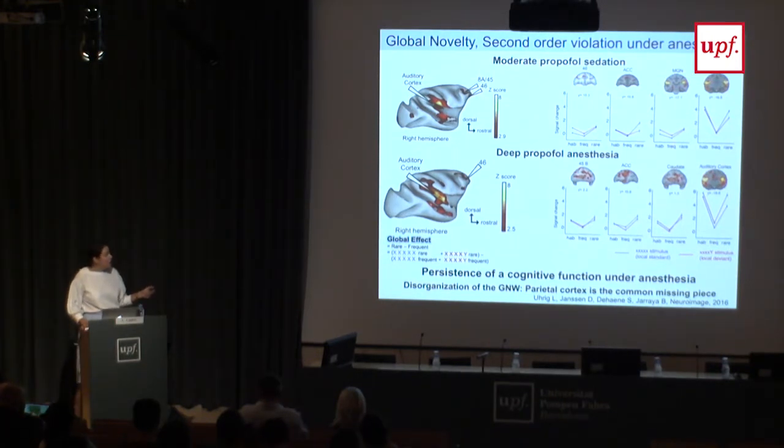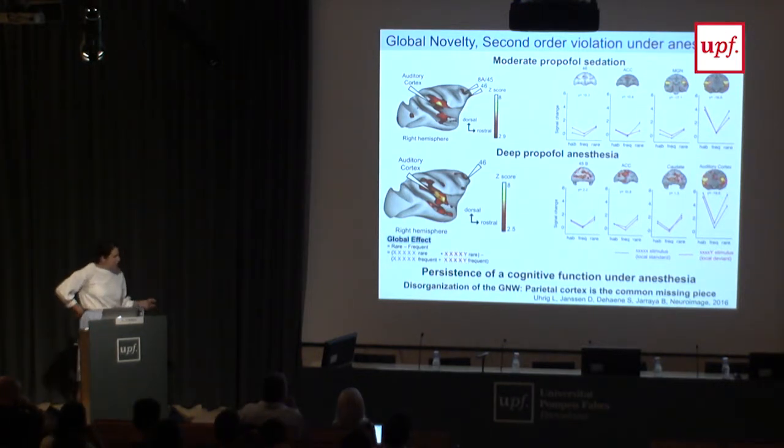If you take moderate or deep propofol anesthesia, you could still detect this global effect in the auditory cortex of the monkeys, but also in some prefrontal regions. This was quite interesting, because very old theories about anesthesia held that there is a shutdown of the brain. It's not at all the case that you have a complete shutdown of the brain under propofol anesthesia. At least for propofol, you still have a perception, a cognitive function of your brain.